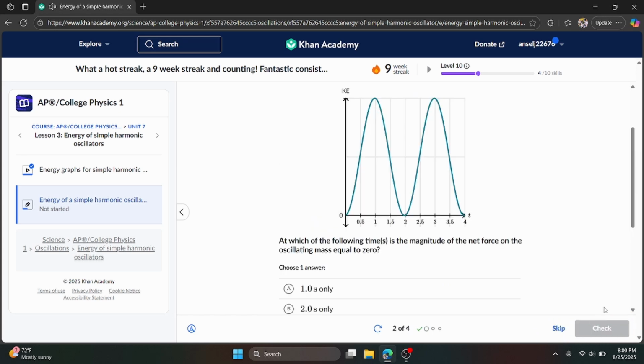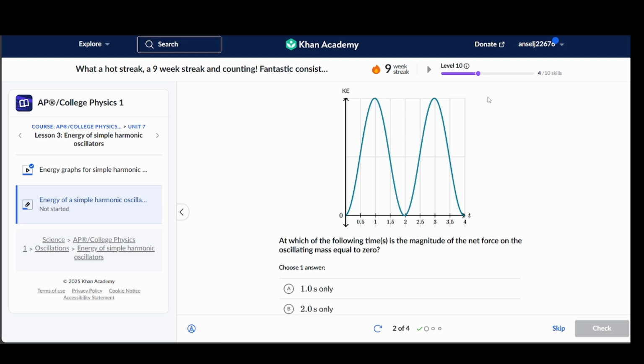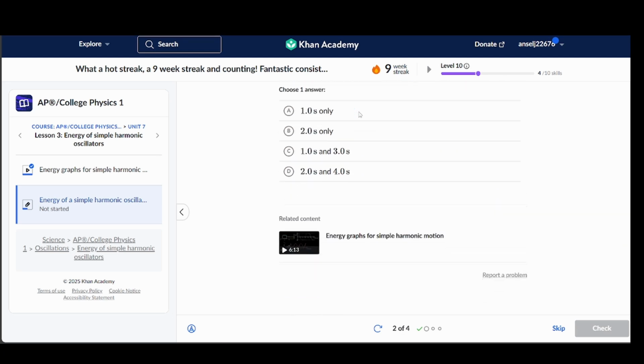Also, I upgraded the mic. I don't know if there's a difference, but there should be a difference. I put this new thing on there.